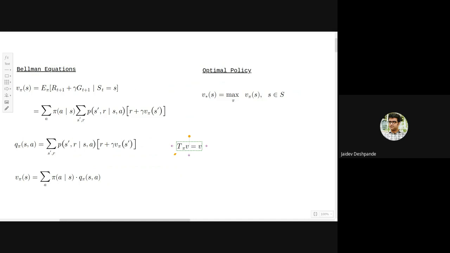The operator sort of uniquely identifies a V, which means we use this somehow to prove that V is optimal. Yeah, so this is for the existence of V pi, and we can use a similar argument, I believe, to prove the Bellman optimality. There's a different operator for the optimal policy version. So here it's T pi, there it will be some kind of T star, a different operator.